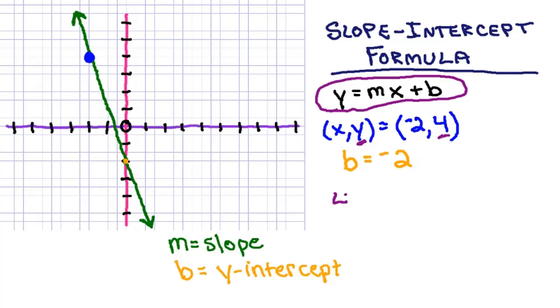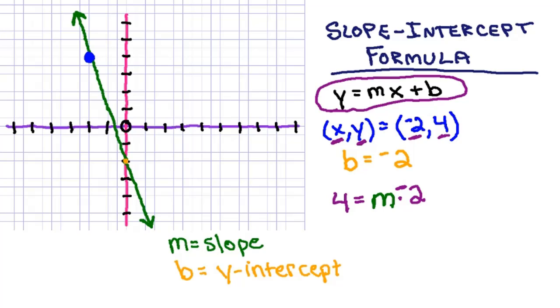So we're going to write down here positive 4 equals, and m is what we want to find for the slope. We don't know what m is yet. So m, and then times x. x is going to be your x coordinate for the blue dot up on the graph. That's going to be negative 2. So that's going to be m times negative 2.